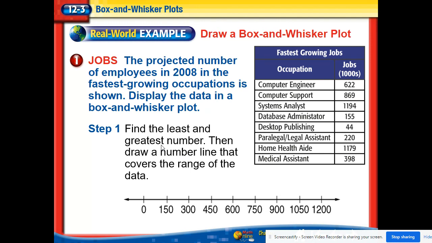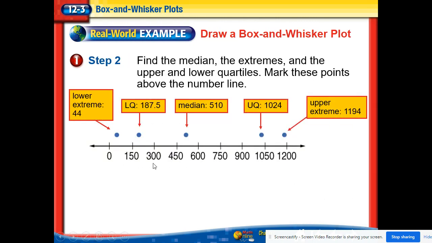The first and easiest thing to find is the least and the greatest number. So we're going to look over here at our chart, and the least number, of course, is 44. And the biggest number is 1,194. And those are going to get spots on our graph. Our lower extreme, our lowest number, is 44, and our upper extreme is 1,194. The other thing we're going to need is the median, which a lot of times is called Q2.